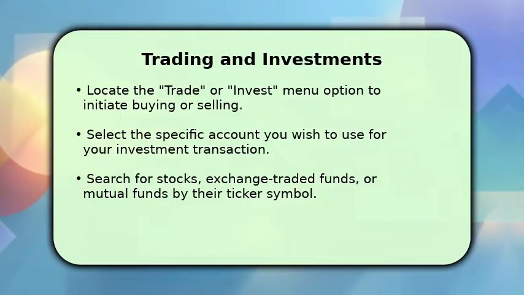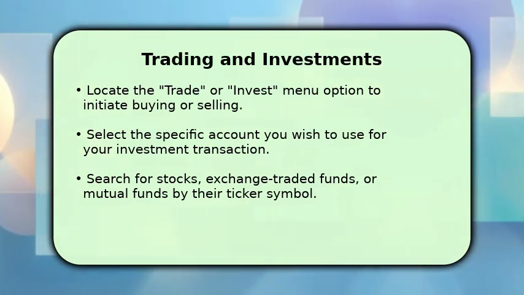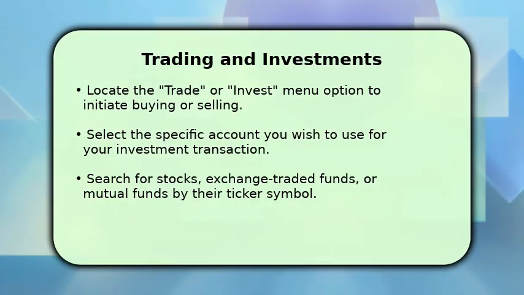To make an investment, find the Trade or Invest menu, usually near the top. First, choose the specific account you want to use for your transaction. Then, you can easily search for stocks, ETFs, or mutual funds using their ticker symbols. Once you have found your desired investment, enter your order details, specifying the quantity, the type of order you want to place, and how long it should remain active.